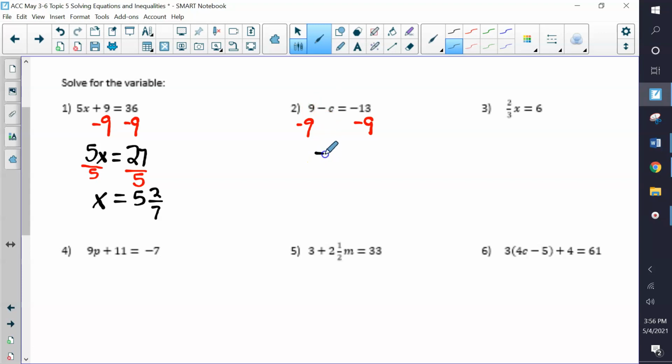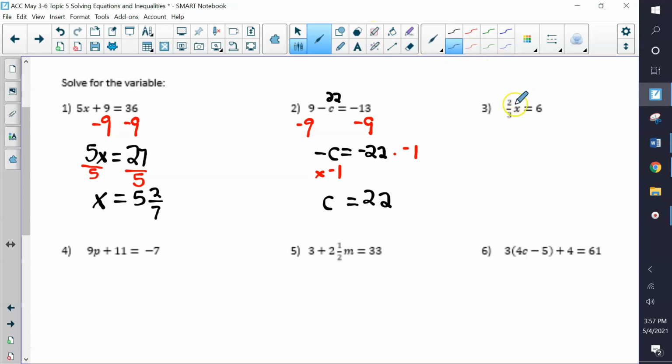So it's negative c. Now we have one more step right here because we don't want to know what negative c equals. We want to know what positive c equals. So we're going to do one more thing, which is to multiply by -1. So multiply by -1 times -1 here, and all that does is change our sign. So here we have c equals 22. We can put 22 up here and see that this makes sense. 9 minus 22 is -13. That makes sense.